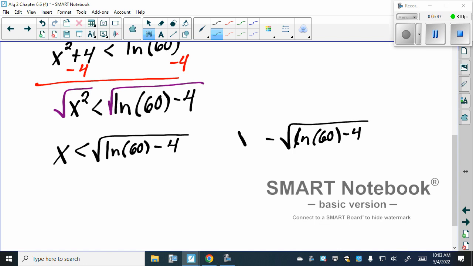So we also have to consider this case, and x, what's our inequality sign going to be? Less than or greater than? Greater than. Because again, whenever we multiply or divide by a negative, we've got to flip that inequality sign.